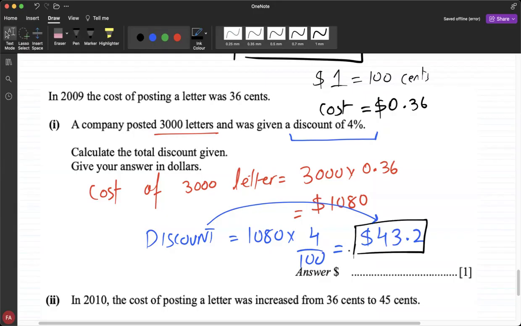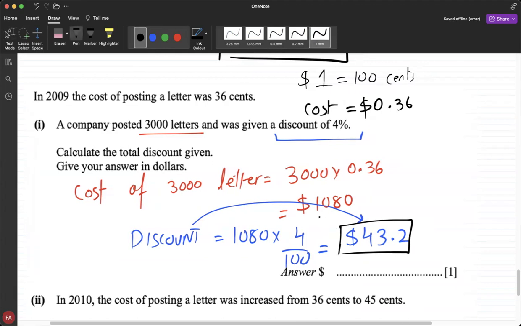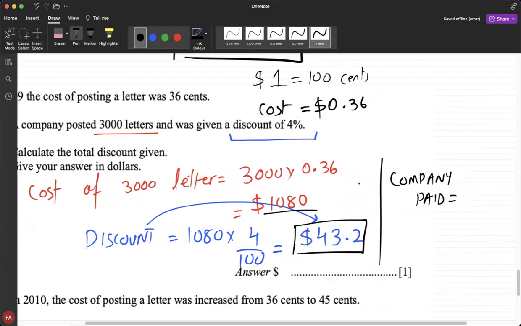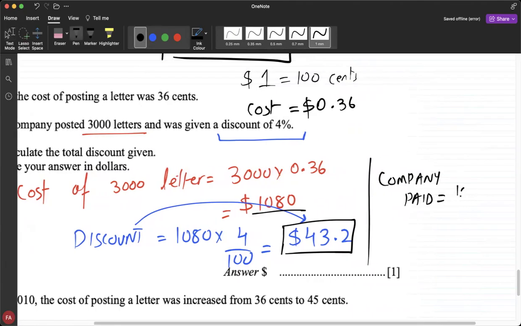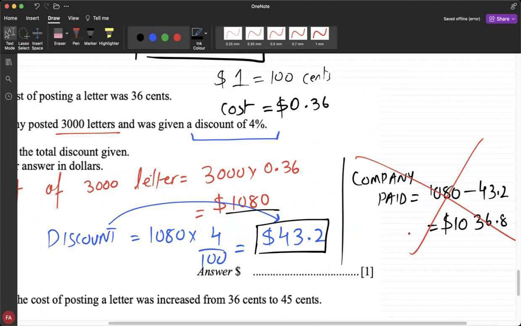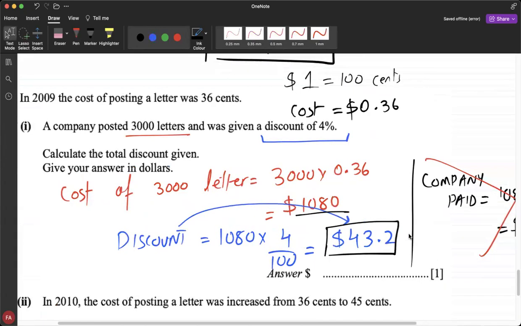I've seen students going an extra mile over here. So they do end up getting the discount, but then they start subtracting this as well. So they would say that the company paid 1,080 minus 43.2. This would be 1,036.8. While this is not actually wrong, this is not what they're asking us. So you need to read the question very carefully as to what the question says. They're just asking us to figure out the discount. So you have to stop over here.